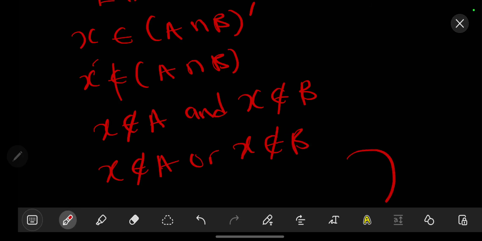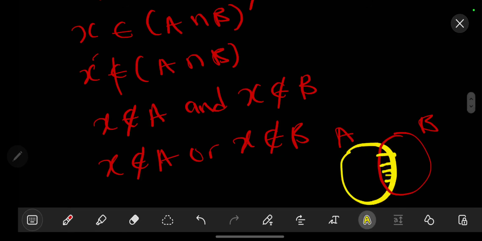Because if we look at the sets, we have something like this. We have our A, we have our B. Then the intersection is this. If the intersection is not part of the set, then that simply means to say it is not also a member of the whole set, like that. So we can say X is not a member of A, or X is not a member of B.